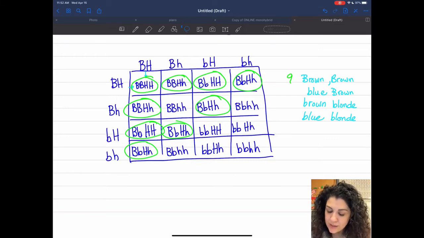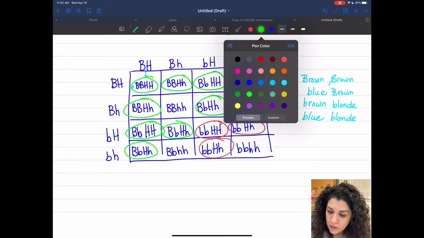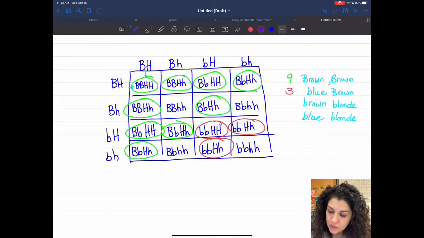So I need blue eyes and brown hair. So now what I need for blue eyes and brown hair, I'm going to choose a different color. I'm going to go with this color. So I'm going to need the 2 little B's, but a big H. So I need 2 little B's, big H, 2 little B's, big H, 2 little B's, big H. So I'm looking at 3 there. Another color. So now I need brown and blonde. So I need to have big B, but 2 little H's.